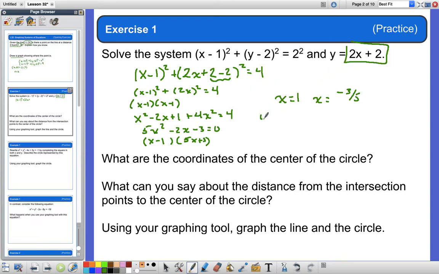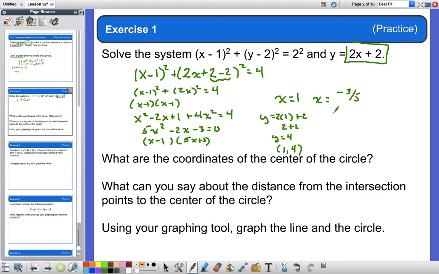And so we would say y is equal to 2 times 1 plus 2. So that's 2 plus 2. Y is equal to 4. So that means one of our intersection points is at (1, 4).